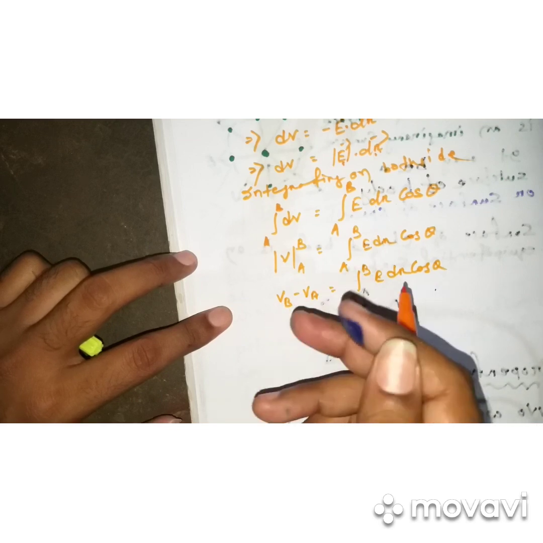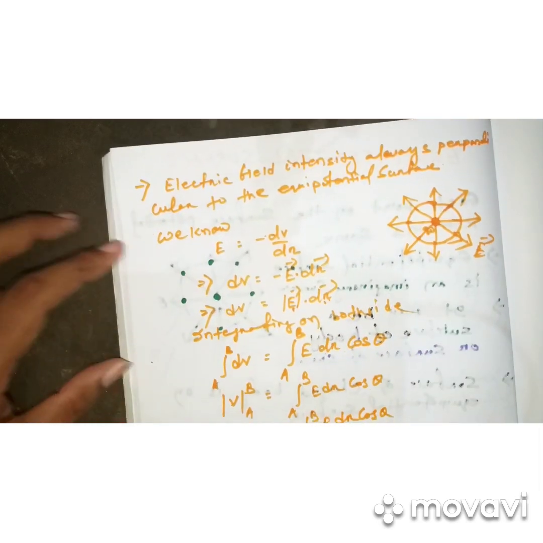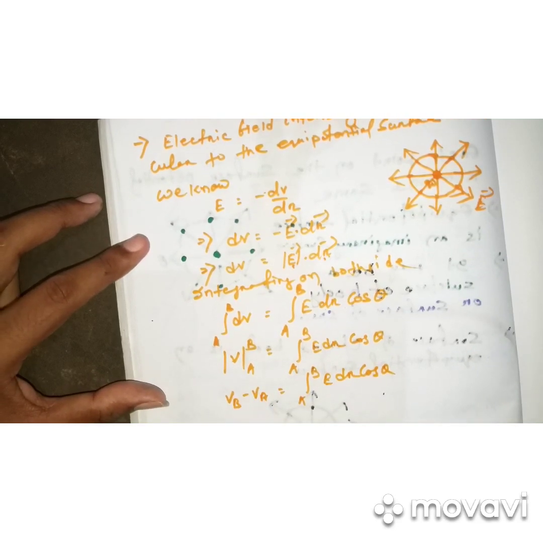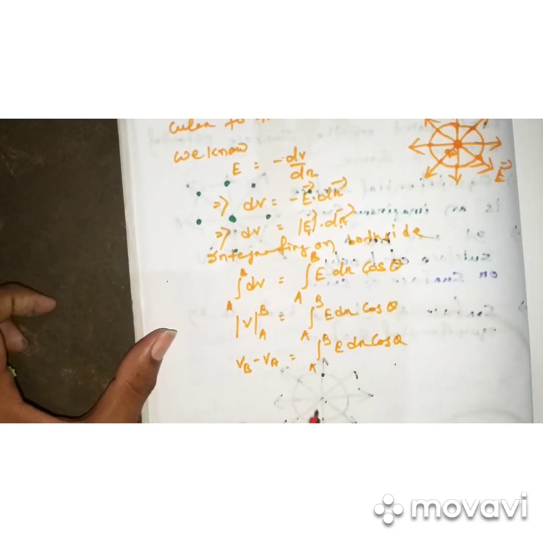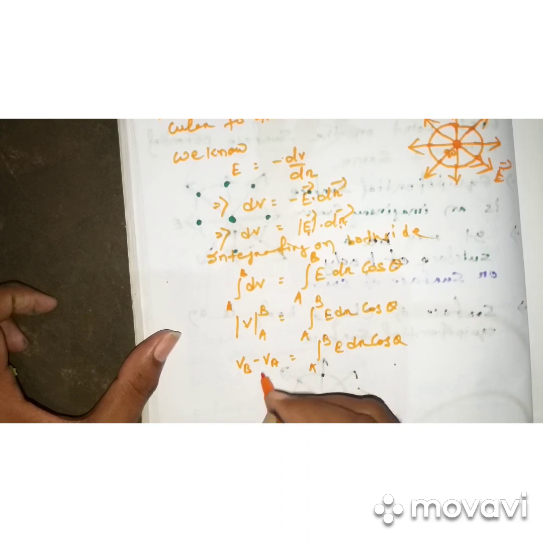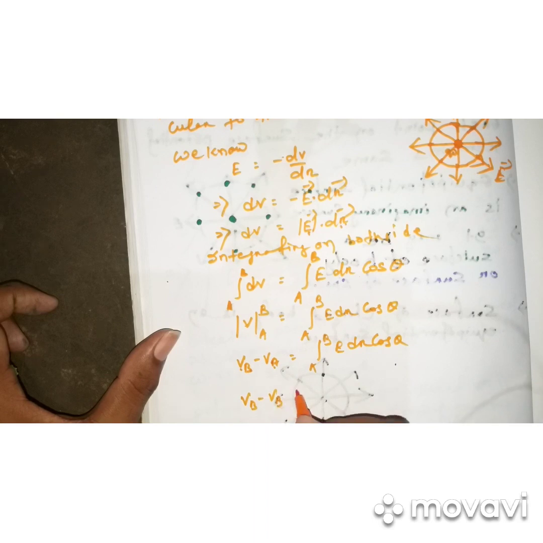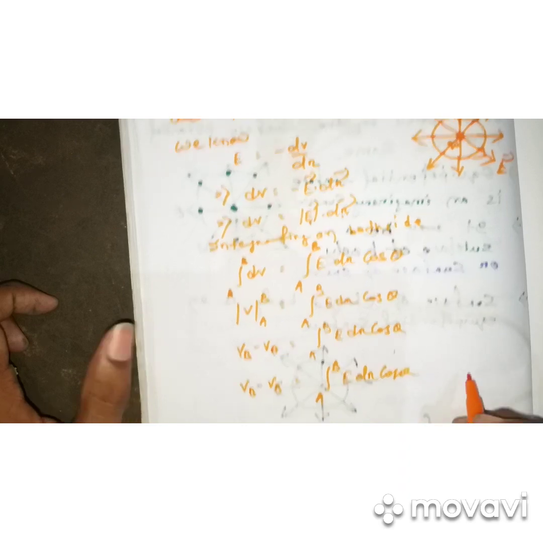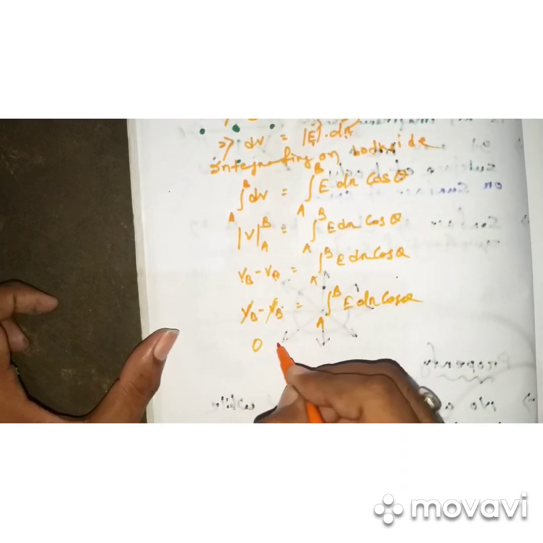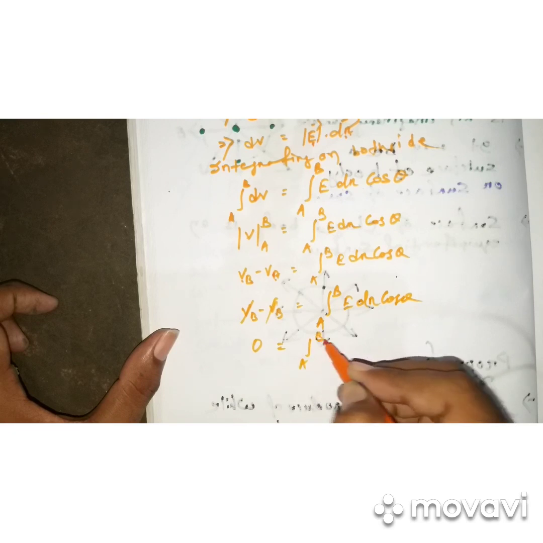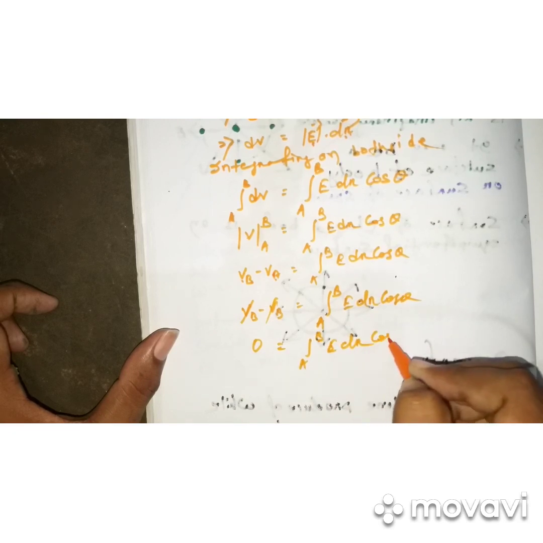Here we know the surface behaves as an equipotential surface. The potential remains constant on each point on that surface. So Vb equals Va, that means Vb minus Va equals what? Integration from A to B of E dr cos theta. So Vb cancels out, that is 0 equal to the integration from A to B of E dr cos theta.